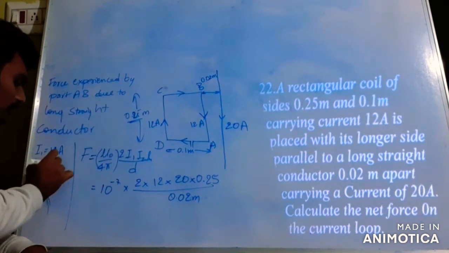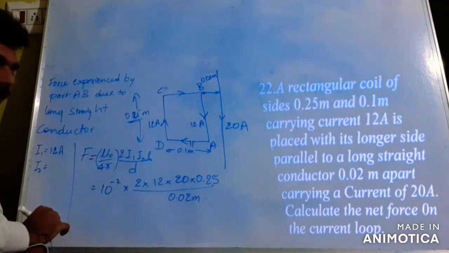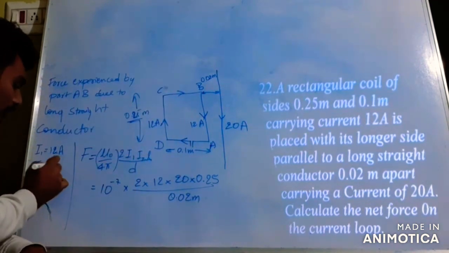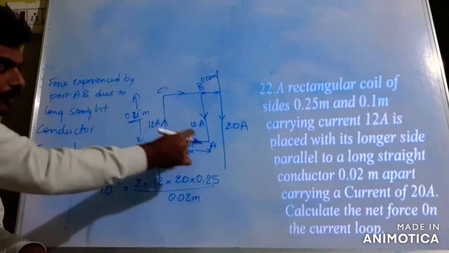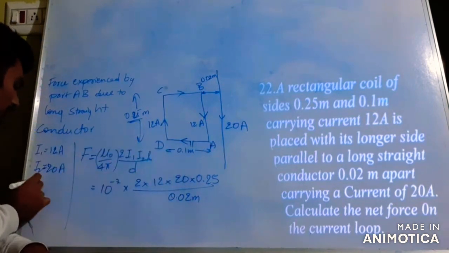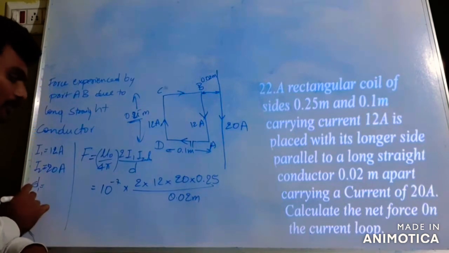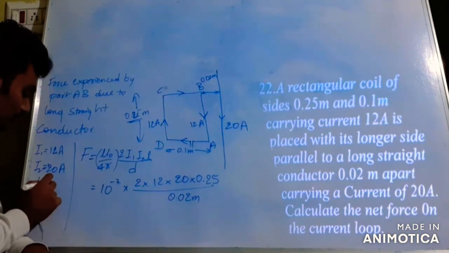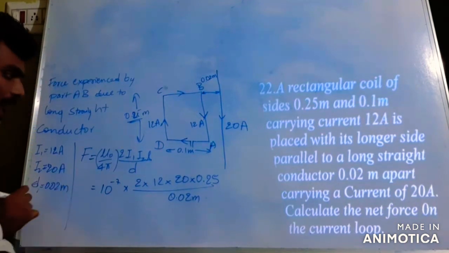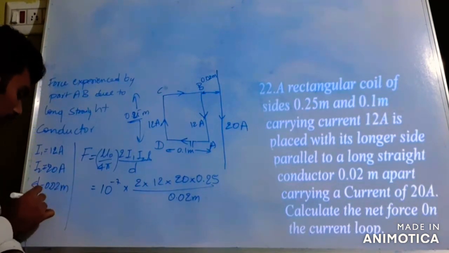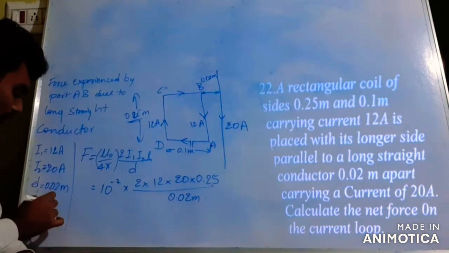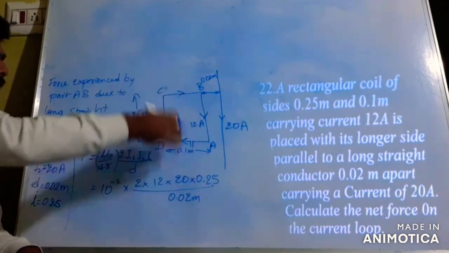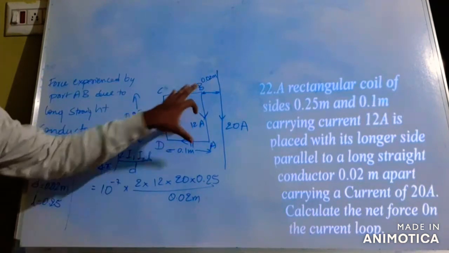I2, the current through the long conductor, is 20 ampere, and the distance between them is D1, or D simply, which is 0.02 meter. The length chosen for the force is 0.25 meter, which is the length of the conductor AB.